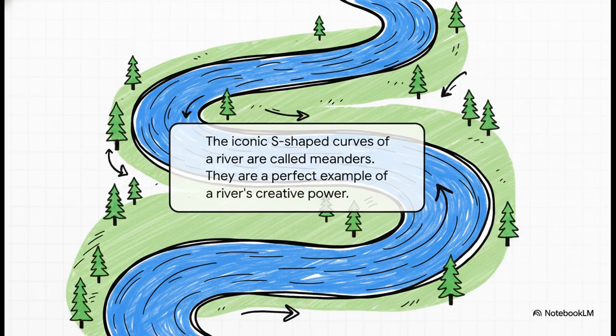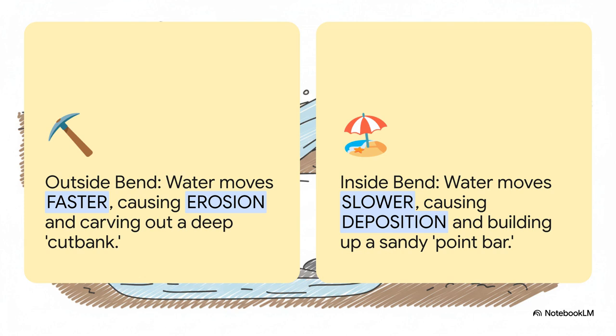And I think the most iconic example of this has to be meanders. You know what I'm talking about, those beautiful, lazy, S-shaped curves in a river. They are the perfect showcase of the river's artistry, and it's all about that delicate dance between speed, erosion, and, you guessed it, deposition. Okay, check this out. It's so cool how this works.